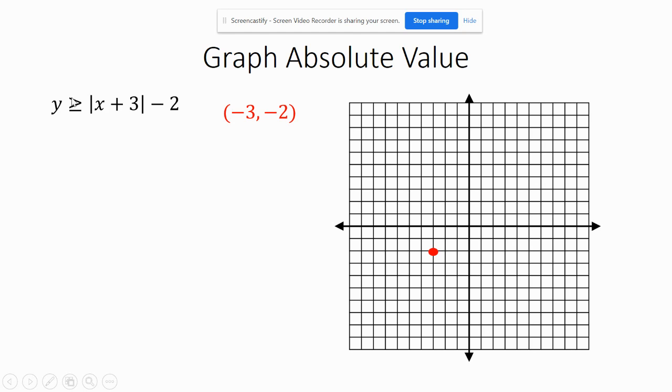There's no number in front of the absolute value, so it's not reflecting down or stretched anyway, so it's a normal slope of 1 over 1. So this is the normal absolute value shifted over to negative 3, negative 2.